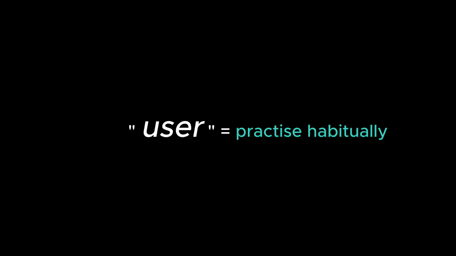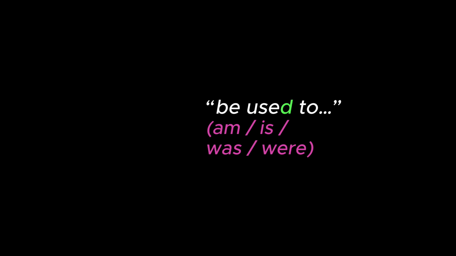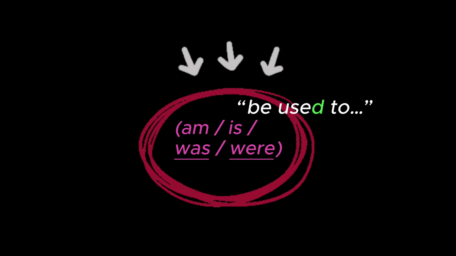The second meaning of Latin usu, the ablative, could mean by experience or through practice. That experiential meaning is what feeds directly into Old French user, to practice habitually. Now we find deep conceptual or semantic unity. Repeated engagement, practical deployment, familiarity, and even physical wearing, all modally intertwined notions in this lexical family. Only the D in be used to encodes a state that holds after repeated engagement. It isn't past time, however, since the temporal anchoring comes from B.